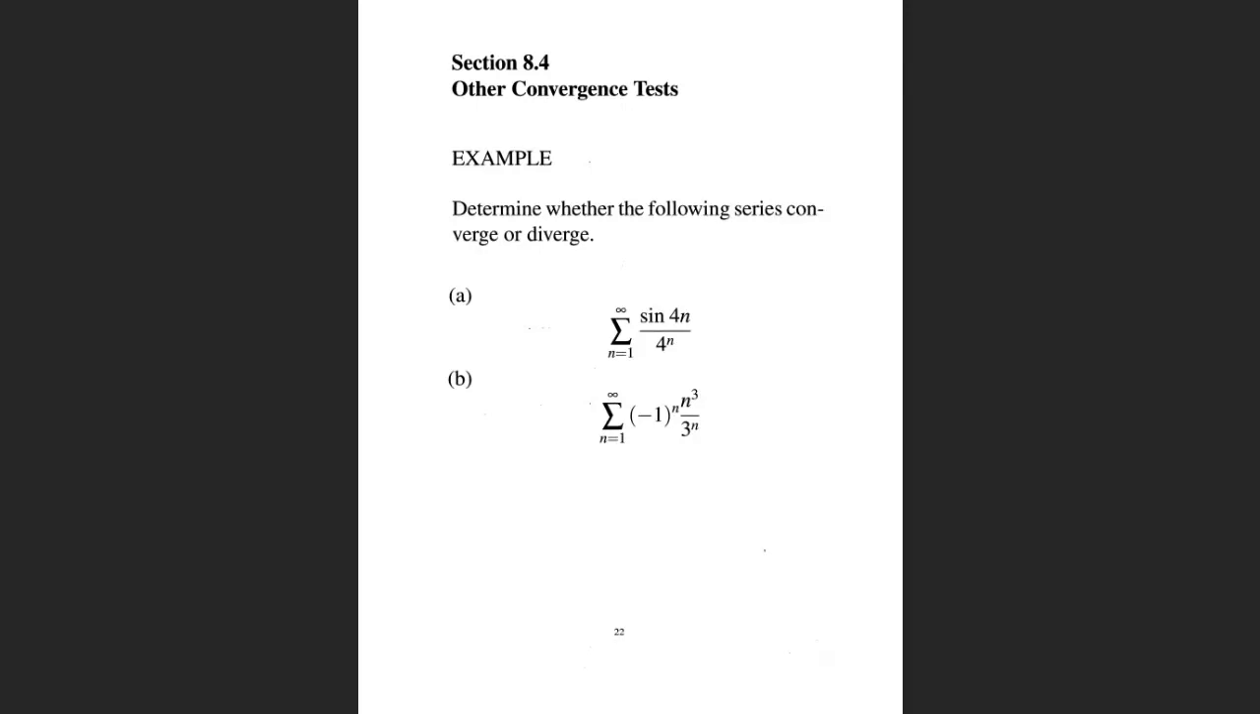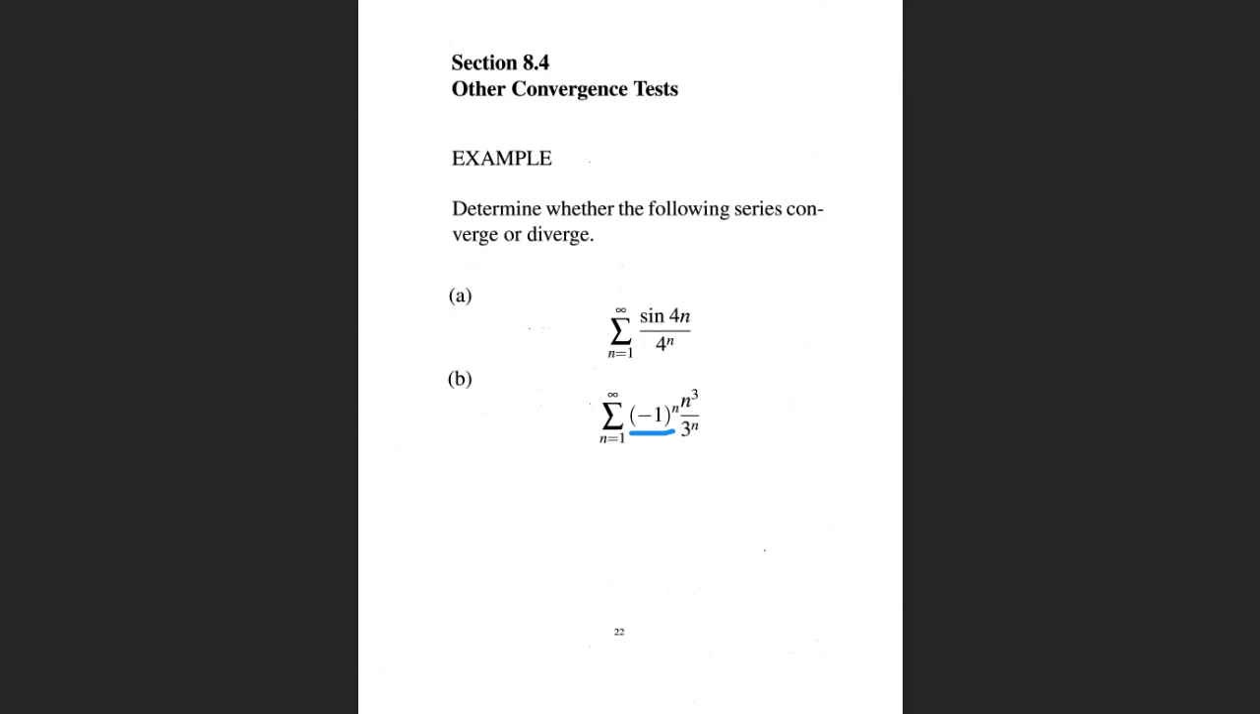So of these two series, which series is the strictly alternating series? Series A or Series B? Good, Series B, because you have that -1. Good, Susanna, good, Jonathan. You have that -1 to the nth power there.